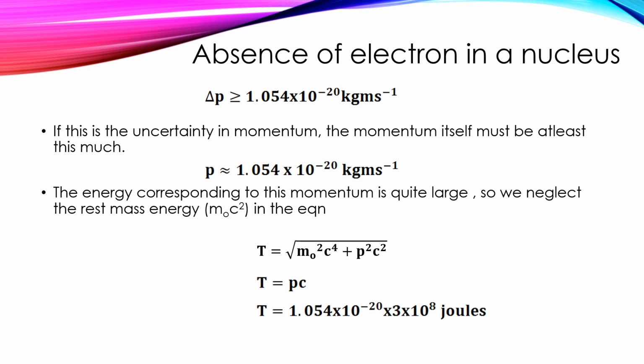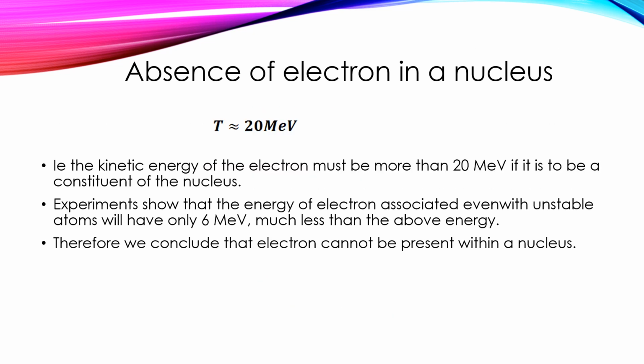The energy corresponding to this momentum is quite large, and so we neglect the rest mass energy m0 c square in the equation of relativistic kinetic energy of electron given as T is equal to root of m0 square c raised to 4 plus p square c square. So kinetic energy becomes T is equal to pc. On simplifying, you will get the kinetic energy of an electron residing inside a nucleus as approximately 20 mega electron volt.